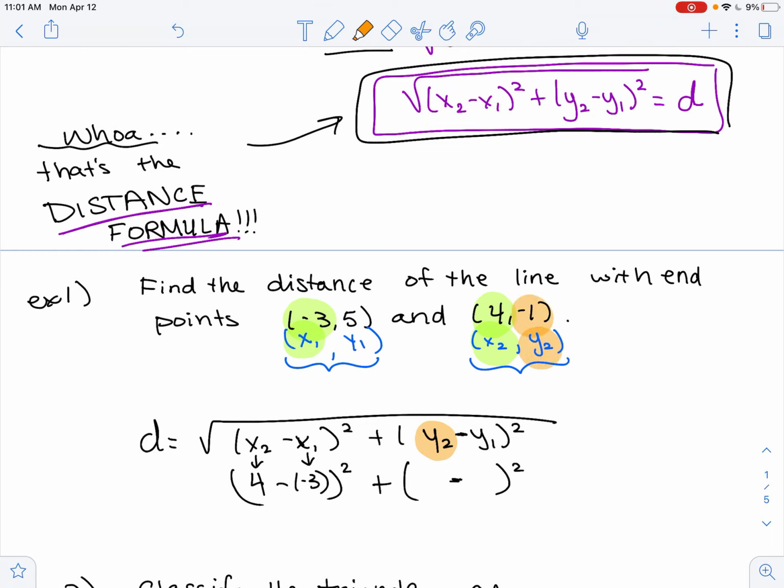Well, y2 is -1, and y1 is right here, it's 5. So just be really careful with the negative sign when you plug that in. Don't forget that there's a minus in between no matter what, whether the number is positive or negative.